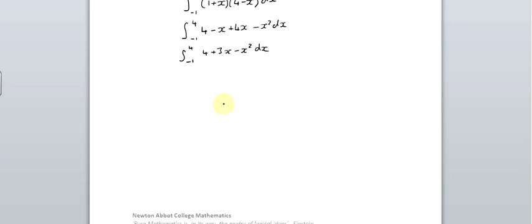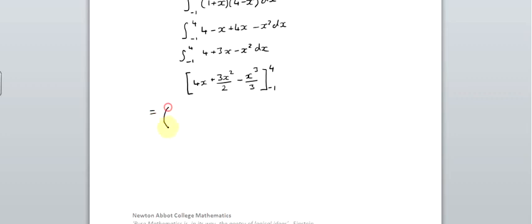Now notice the integral sign stayed here, and now the integral sign is going to go, and that's because I'm actually going to integrate. So 4 goes to 4x, and then it's plus 3x squared over 2, so the power goes up and you divide by the new power, minus x cubed, the power goes up and you divide by the new power, and put the limits in. And there's no plus c here because of the limits. So that's the integration done, and now I'm just going to substitute in the limits into it.